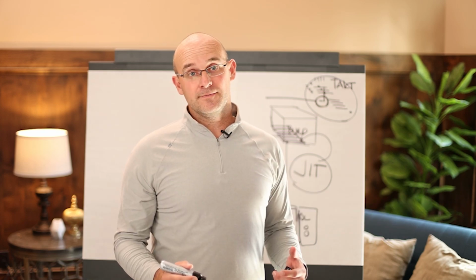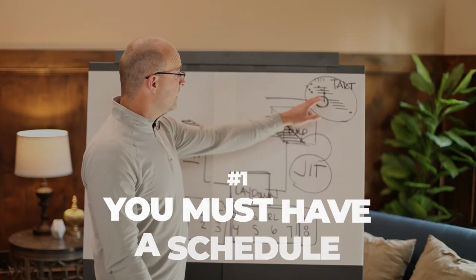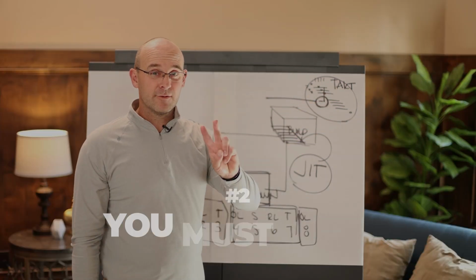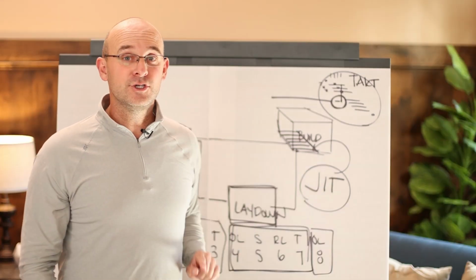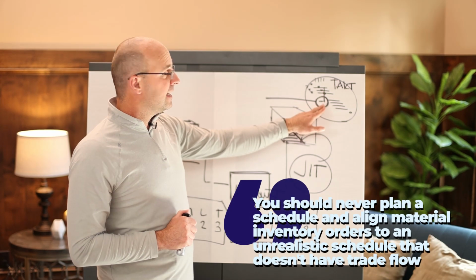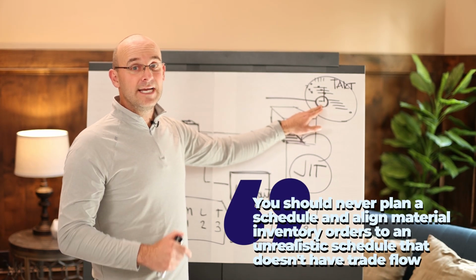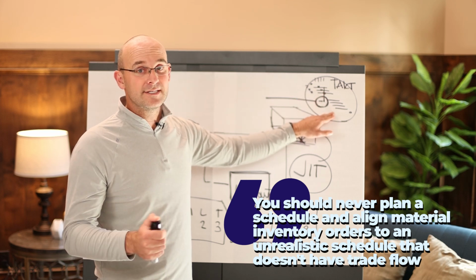Huge concept here. And so in summary, we've gone over the two things that you really have to have. You must have a schedule and you must have a procurement log. Those are the two things you always have to have. The things you should never do, I promised I would tell you that. You should never plan a schedule and align material inventory orders to an unrealistic schedule that doesn't have trade flow.